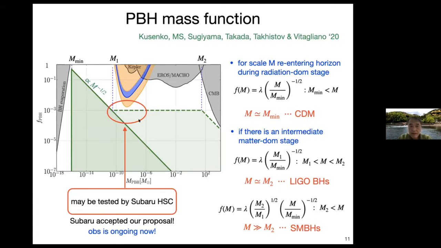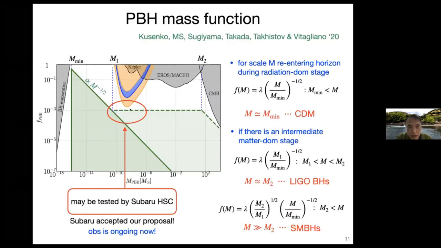However, if there is some intermediate matter dominant stage after inflation, maybe due to some other massive particles and so on, which decay later, then this spectrum is deformed, and you will have some constant amplitude spectrum. And this can be configured. You have the freedom of choosing when the universe enters the matter dominant stage and when it ends. For example, during this matter dominant stage the spectrum becomes flat, and in the end the universe has to become radiation dominated again, and it starts to decrease.